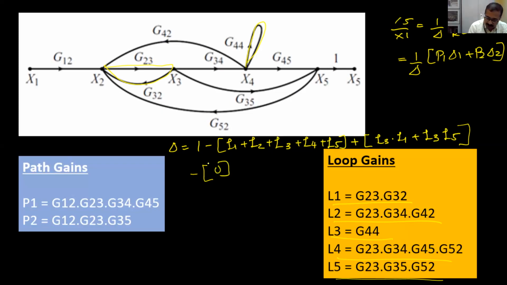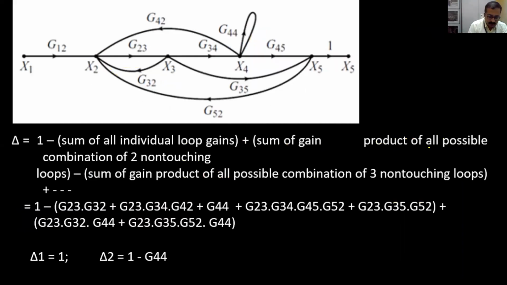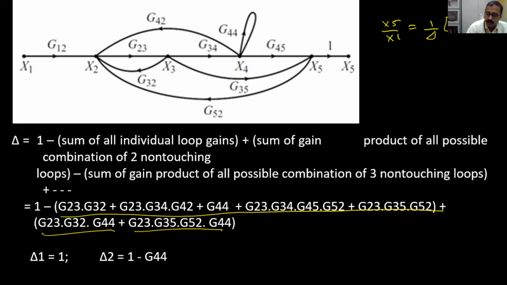So for this particular problem, what is our delta? Delta is 1 minus L1 plus etc. up to L5, plus L1 L3 plus L3 L5. That is what is shown here. Now, what is Mason's gain rule in this case? X5 by X1 equals 1 by delta into P1 delta 1 plus P2 delta 2. We have identified delta, and we had found P1 and P2.